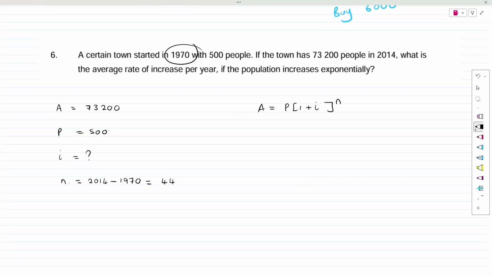So when it deals with population, people, or anything living, you use compound interest. Whether it's death rate or birth rate, you have to use compound interest, okay?